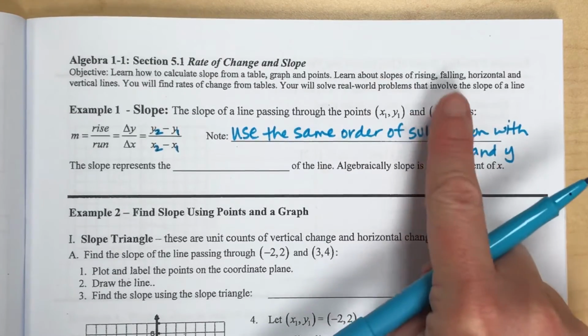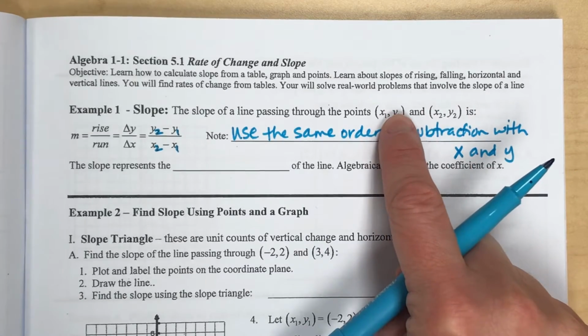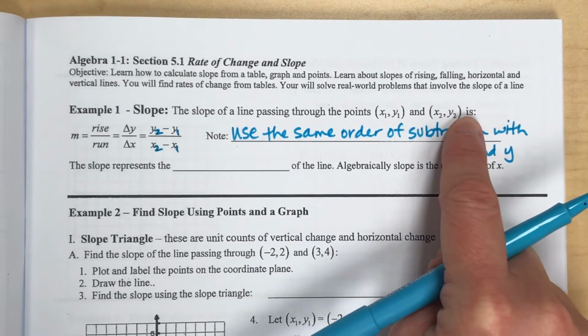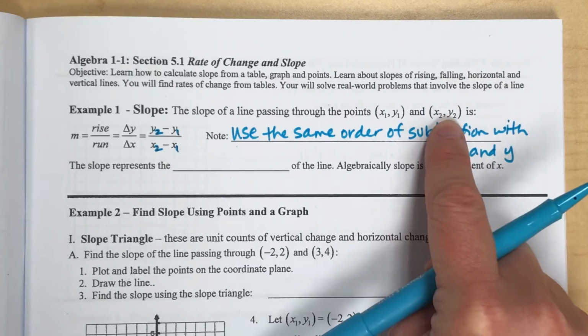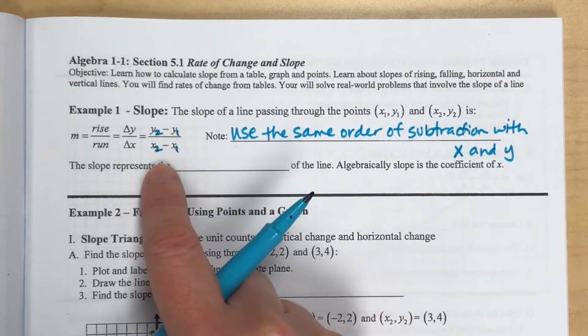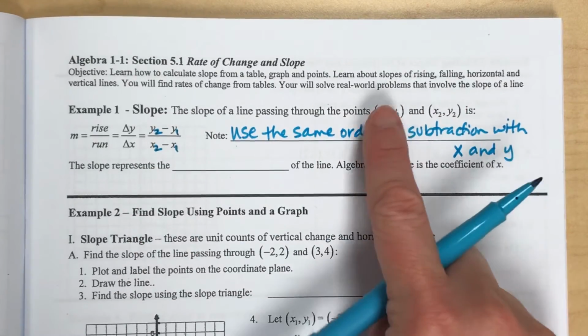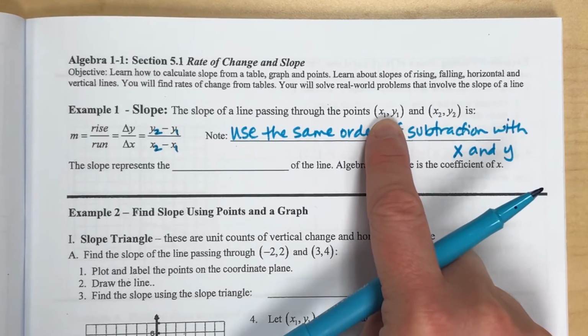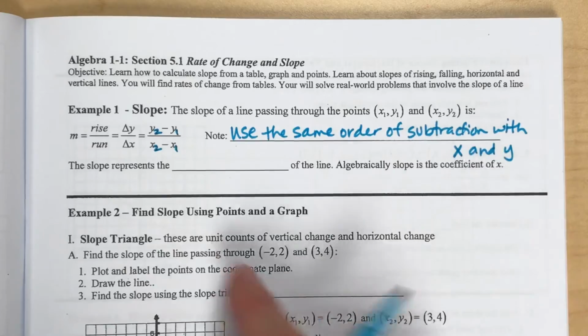So if you call this point 1, then you have to take this first y minus the second y and the first x minus the second x. So I guess technically it doesn't matter which point you start with, but if you start with this point, you have to take that y minus the other y and this x minus the other x. The order has to be the same.